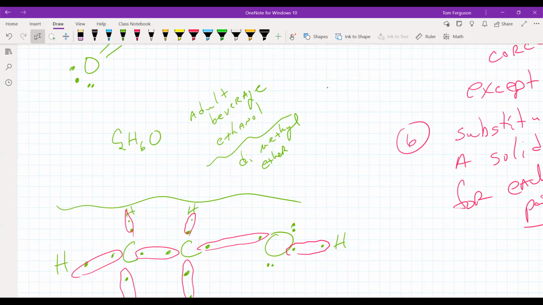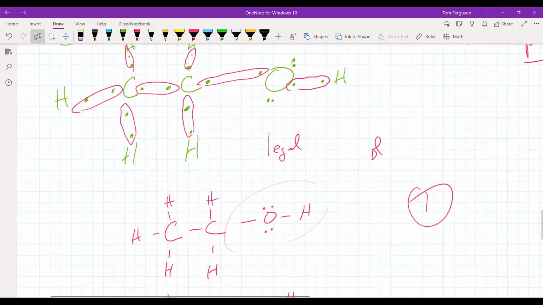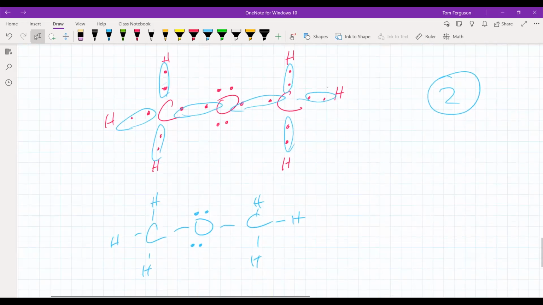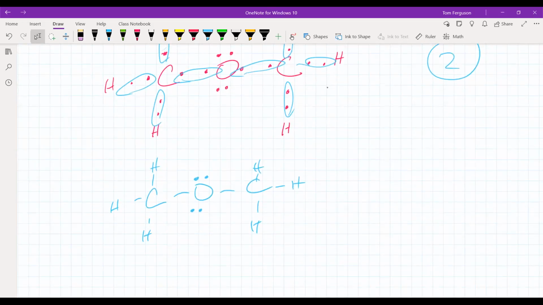Okay, so bottom line is you can have multiple legal Lewis structures. Sometimes you can have like 6 or 8. Now in a test, I might say draw a legal structure for that, and either one would be correct. Either one. Unless I said draw 2 legal structures, then you have to draw both of them.